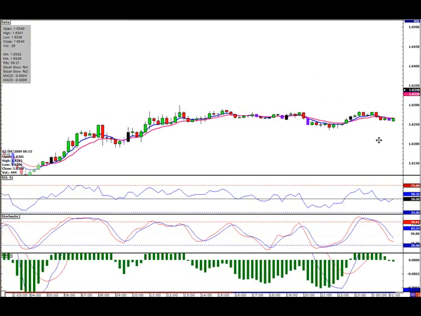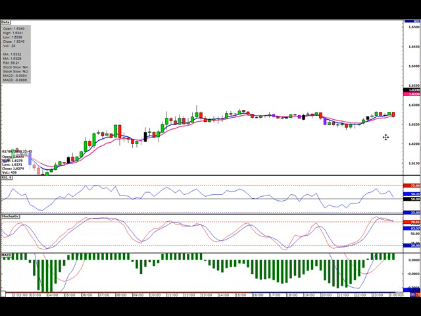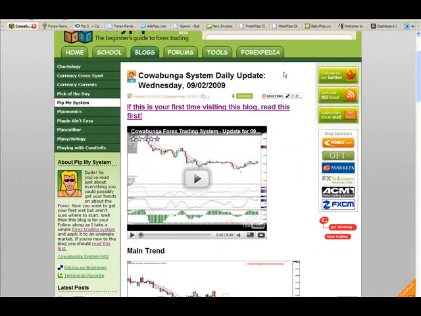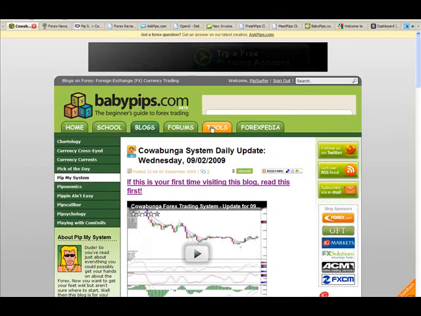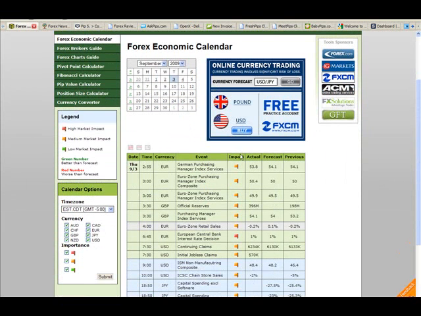But now that I have my trend, I can go to my 15-minute chart, and I'm going to move this back to before midnight so you can see what it looked like. And before I start trading, first thing I want to do is look at my news. So I'm at babypips.com, and I'm just going to click this tools tab. It's going to pull up the news events for today.